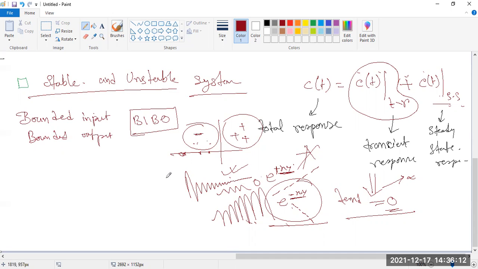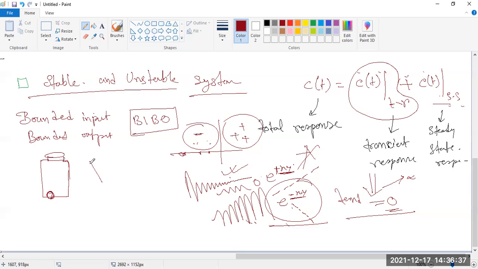We don't understand what is bounded, so we will go for an example. Just remember the situation: a big glass jar is there, and here is a ball.